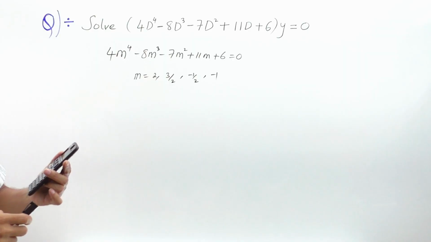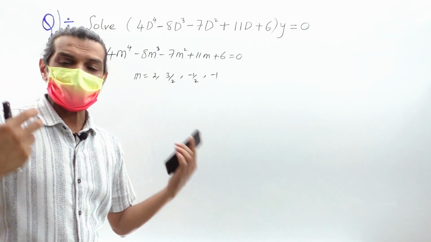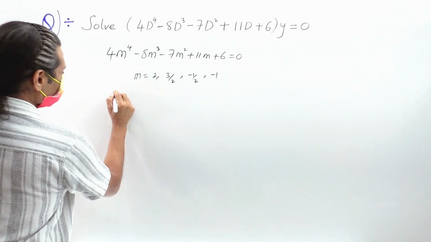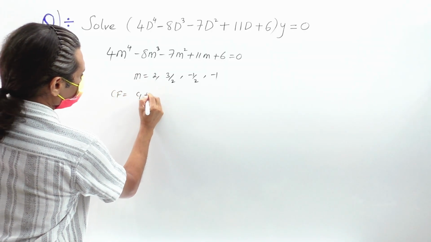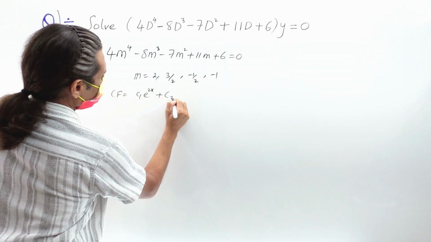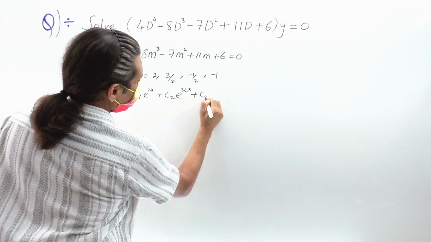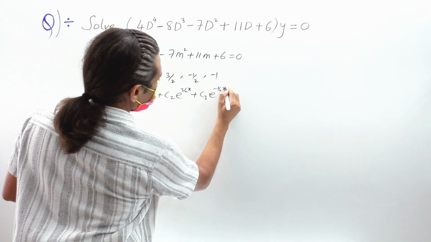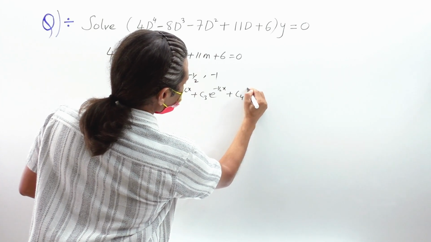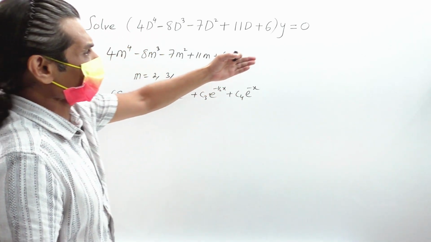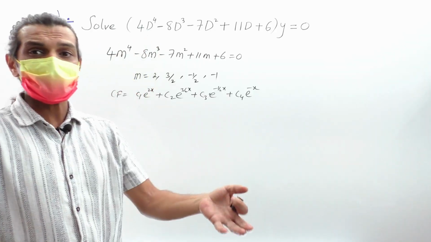That means you can easily write the complementary function here. What is the CF? CF will be C1 e^(2x) + C2 e^(3x/2) + C3 e^(-x/2) + C4 e^(-x). So the solution is the CF. Why? Because the right side is 0. So the solution is itself the CF.